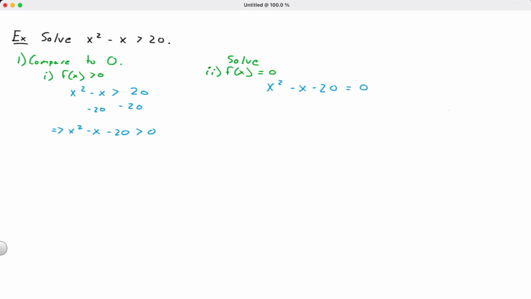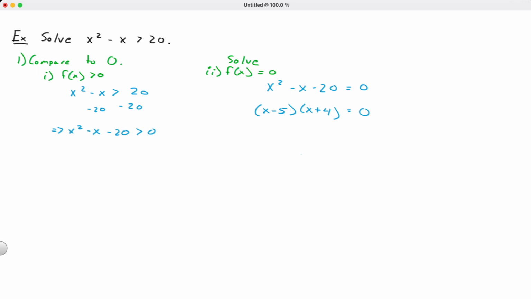be our next step. And so in a case like this where we just have x squared and no coefficient, we can do some factoring here and recognize that we just need a pair of numbers that multiply to -20 and add to -1. Specifically, those would be -5 and +4. And so we can factor the expression x squared minus x minus 20 to be x minus 5 the quantity times x plus 4 the quantity equal to 0.